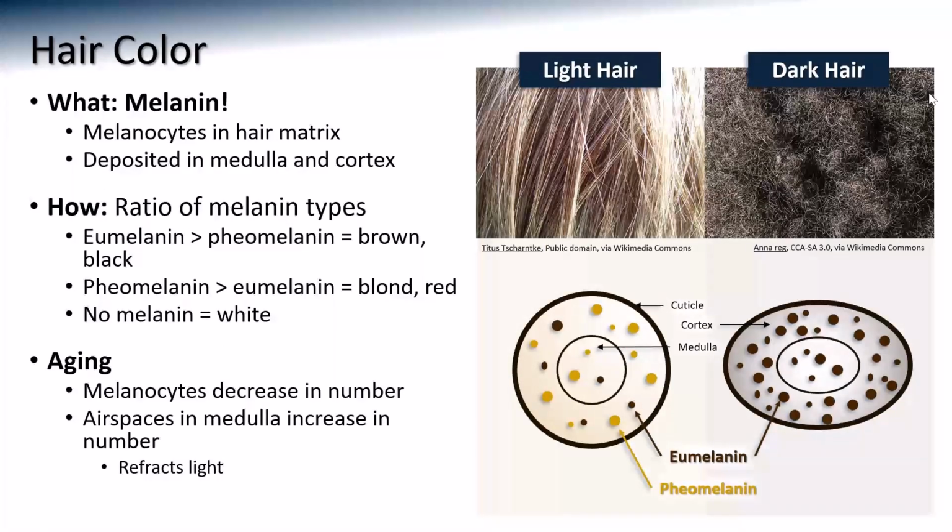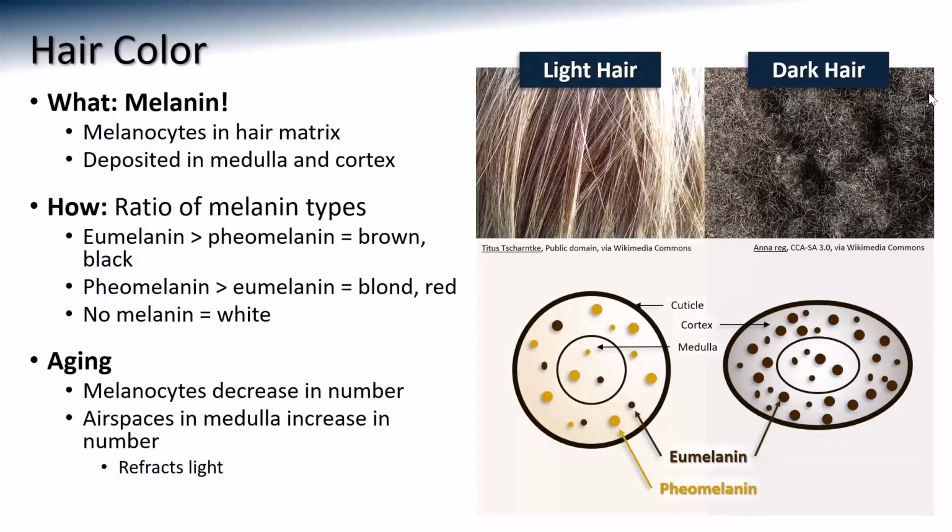Hair comes in many different colors, and just like with the many different shades of human skin, the pigment responsible for this is once again melanin. So we have melanocytes living in the hair matrix, and they are going to be depositing little packets of melanin into the cells of the hair. They're deposited specifically in cells of the medulla and the cortex of the hair.